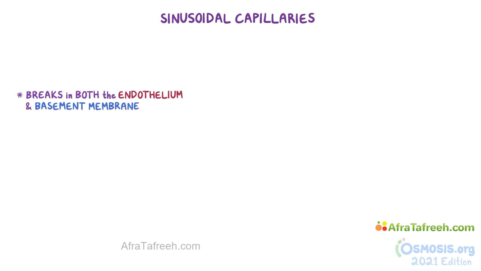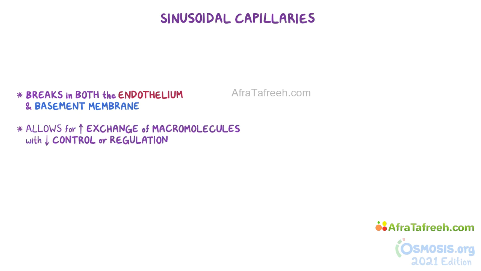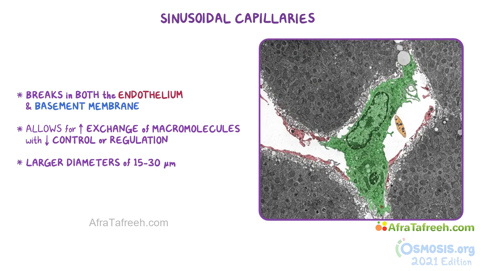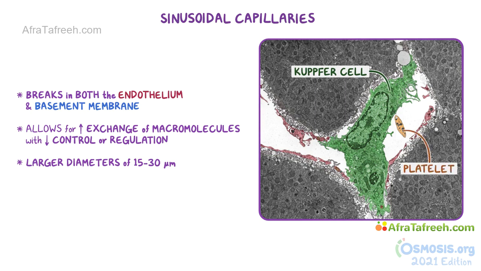Sinusoidal capillaries are another type of capillary that have walls with much larger holes or breaks in both the endothelium and basement membrane. This allows for more exchange of macromolecules, but with less control or regulation of what molecules are exchanged. These capillaries will also have larger diameters of about 15 to 30 microns, and will have a more irregular shaped lumen, like the one in this electron microscopic image of a sinusoidal capillary from the liver. The lumen is the mostly white area of the image, which also contains a large specialized macrophage called a Kupffer cell colored green, and a platelet that's been colored orange. The large breaks in the endothelium can be easily seen since the discontinuous endothelium has been colored red.